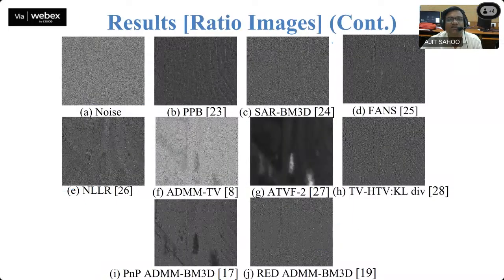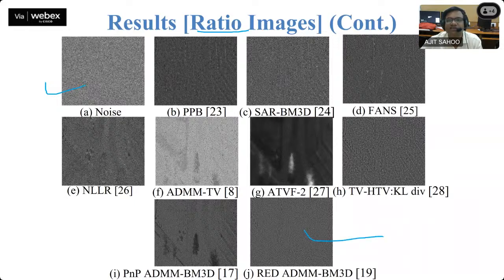So then it is called ratio images. In the case of ratio images, suppose you have got the denoised image, and if you take the noisy image divided by the denoised image, then it should give only noise. So this is your noise part.